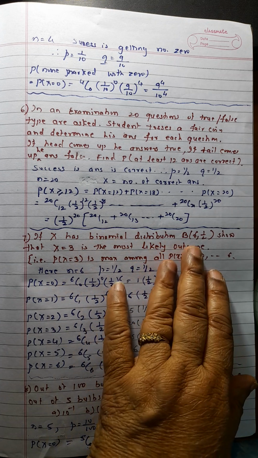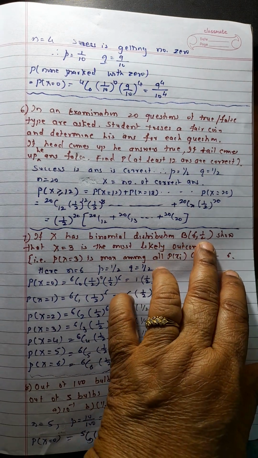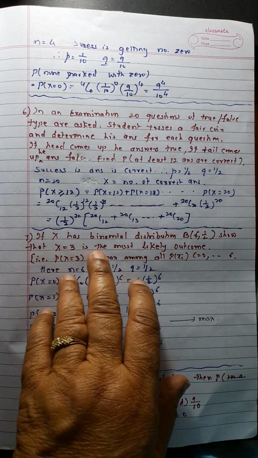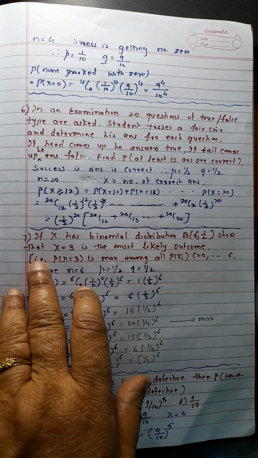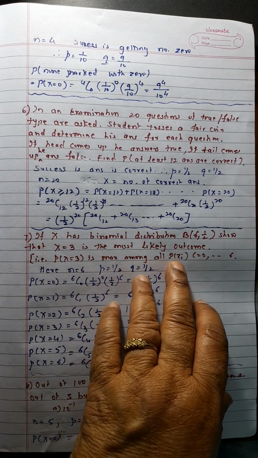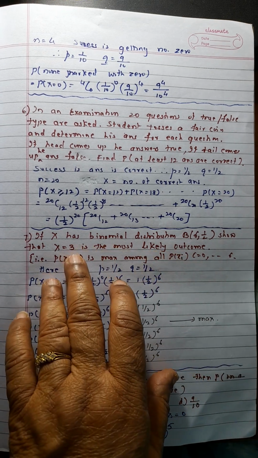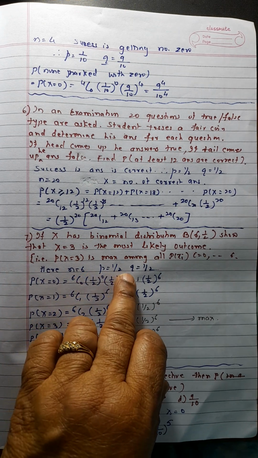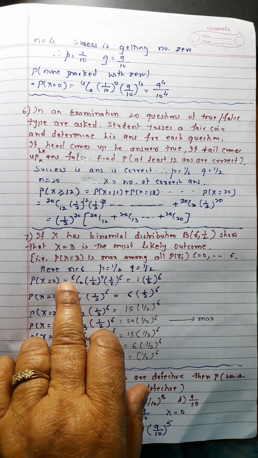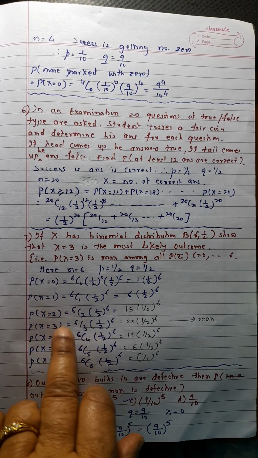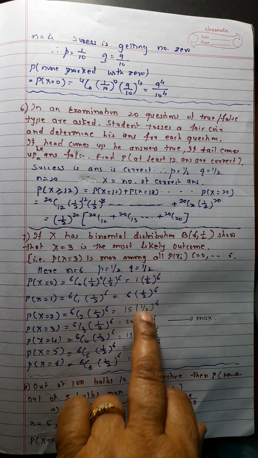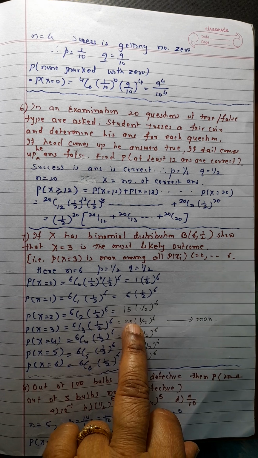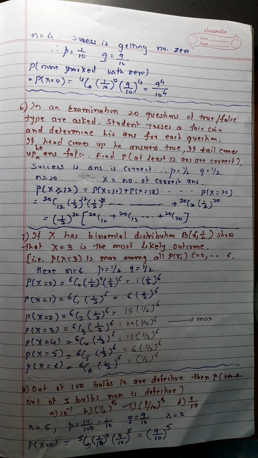If x has binomial distribution B(6, half), I gave you this notation once. N is 6 and the probability in one trial is half. Show that x equals 3 is the most likely outcome. That is, x equals 3 has the maximum probability among all P(x_i). Here n is 6, p is half, q is half. So at x equals 0 you find out, x equals 1 you find out, 2, 3, 4 you find out. Here half raised to 6 you don't simplify, this is as it is. But among these, coefficients are there, no? 20 is the maximum, that means at x equals 3 it is maximum.